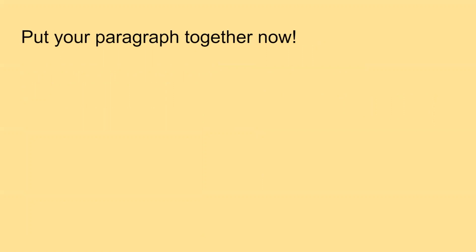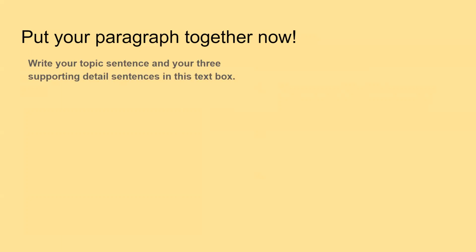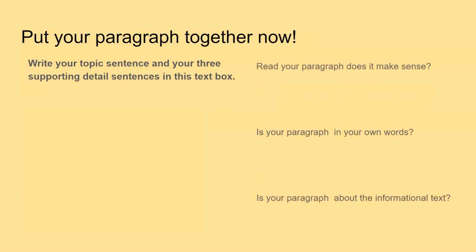Now we're going to put our paragraph together so you can see how it comes all together into one paragraph that has a main idea and details about that main idea. So the first thing is you write your topic sentence and your 3 supporting detail sentences in the text box, because you're going to do this in your assignment today. Now when you're doing this, make sure you ask yourself these questions. Read your paragraph. Does it make sense? When you read your topic sentence and all 3 of your supporting details, does it make sense when it's all typed out? If not, you can change words. You can change the structure of the sentence. That's okay. None of us are going to come back and say, you didn't say in the text it states. If it doesn't make sense, change it.